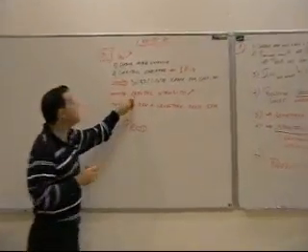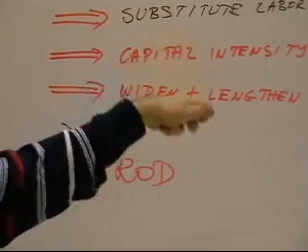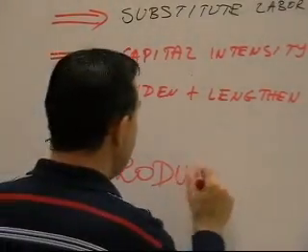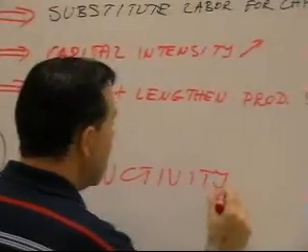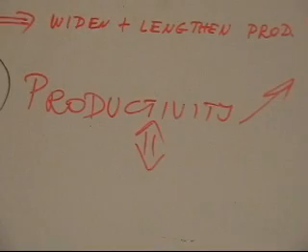Productivity. Of course, if you lengthen the production structure and widen it, widen and lengthen again, it implies more capital per worker. Productivity increases and therefore growth increases.